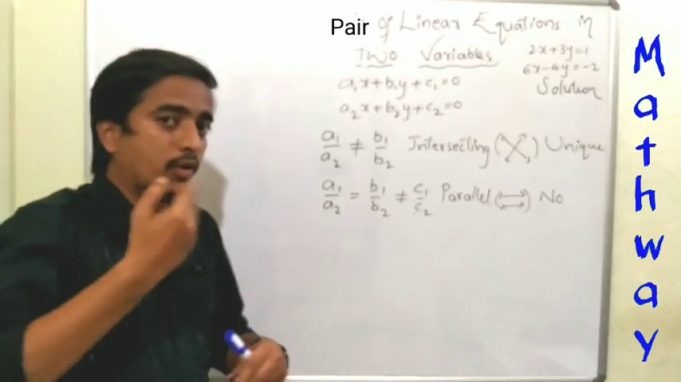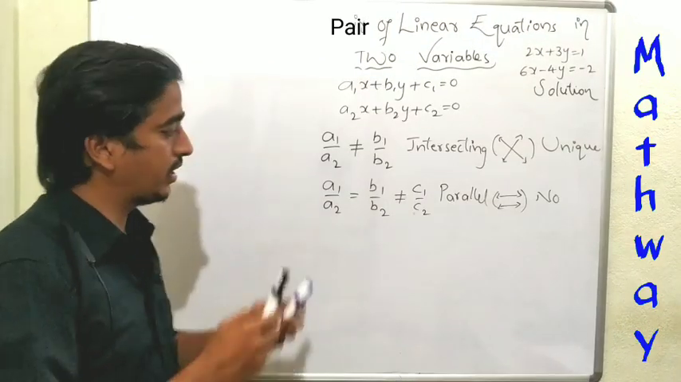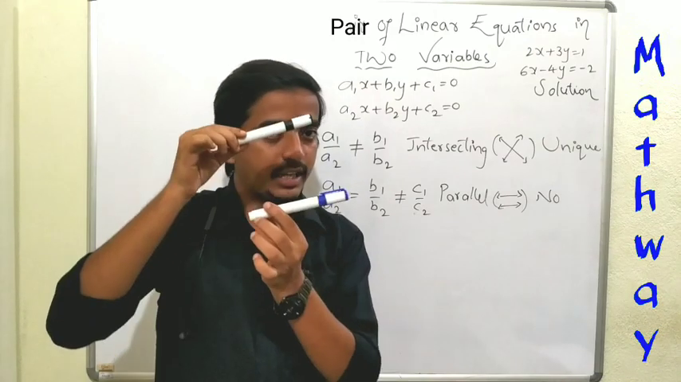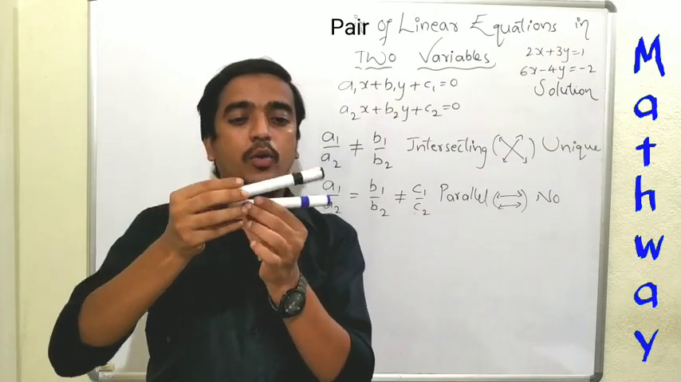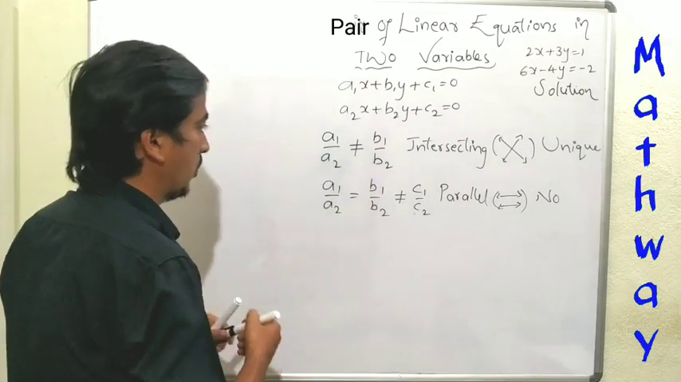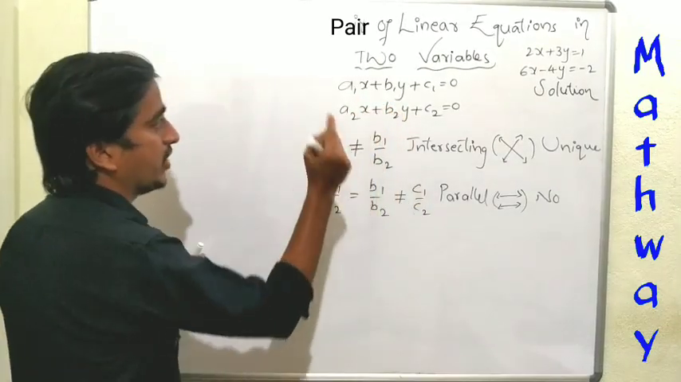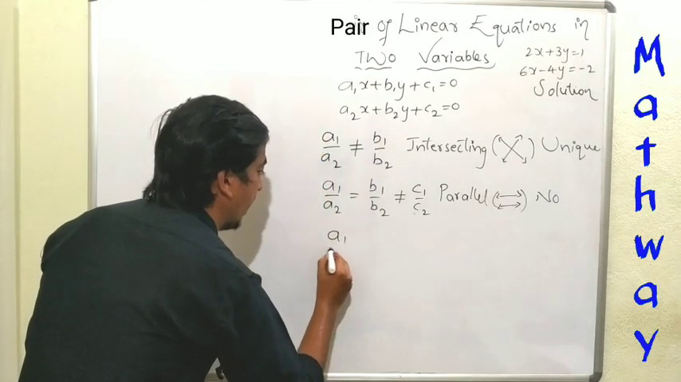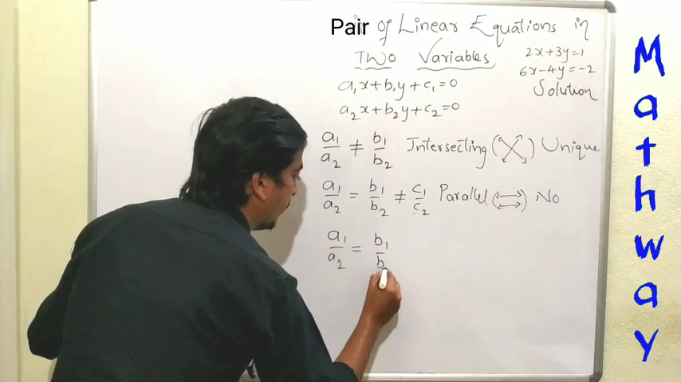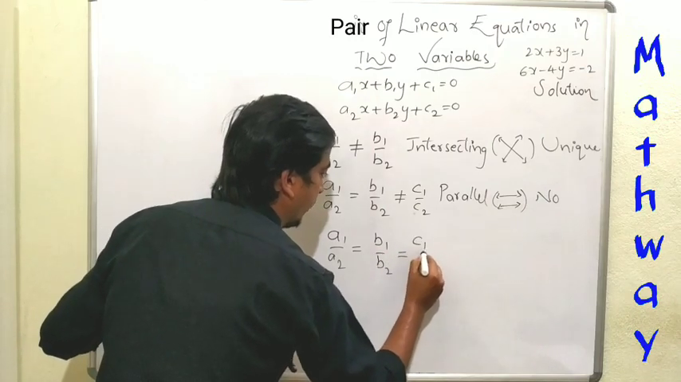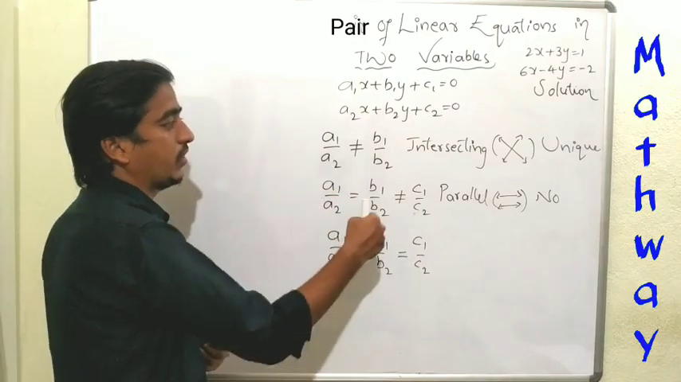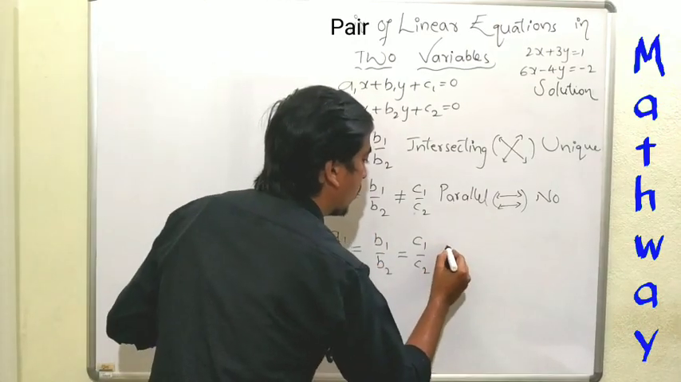Next, what would be the one more situation for the two lines? One is they are intersecting, another is they are parallel, and the third is they are coincident, meaning one line is overlapping the other line. For that situation, the relation with the coefficients is: if a1 by a2 equals b1 by b2 equals c1 by c2, then the lines are coincident.